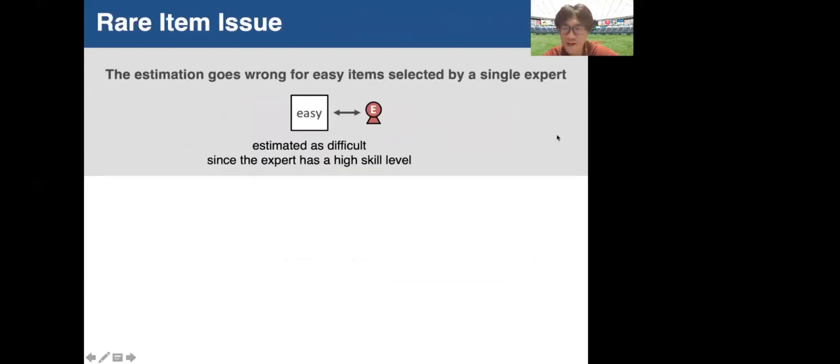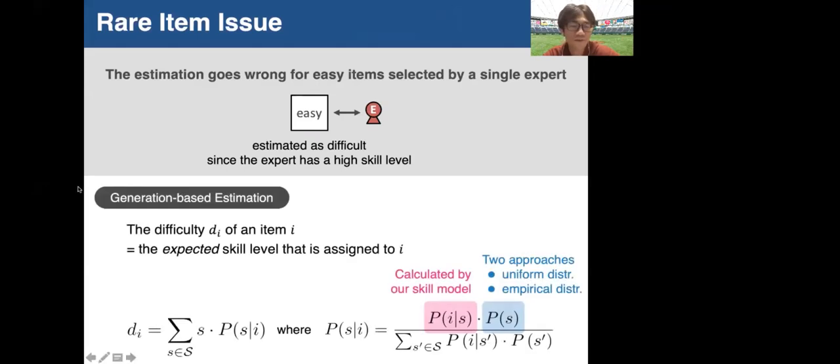However, it does not work well, especially for rare items, which is illustrated in these figures. Here, there's one easy item, and this item is selected by a single user who is an expert. In this case, our assignment-based estimation estimates this item to be very difficult because only the expert selected this item. So to address this issue, we also propose another approach, which we call generalization-based estimation.